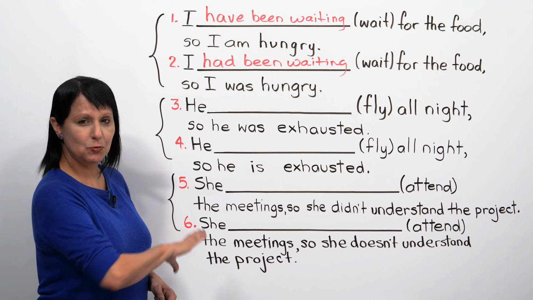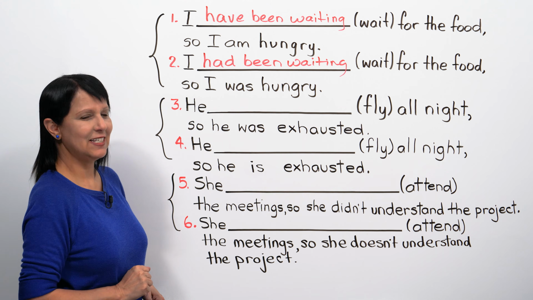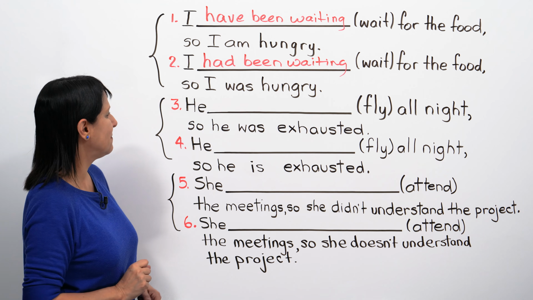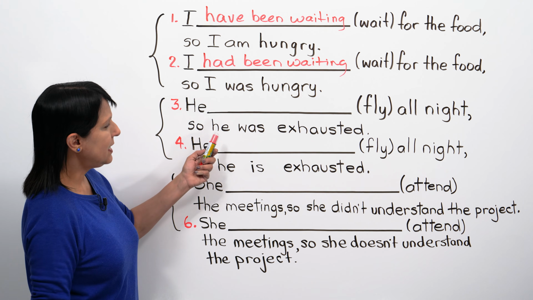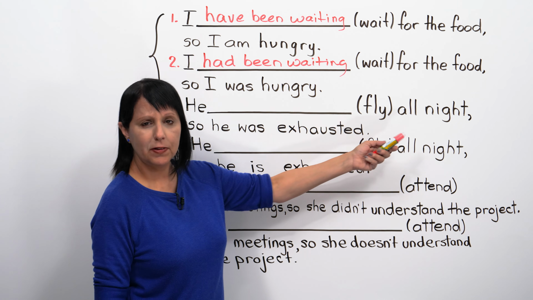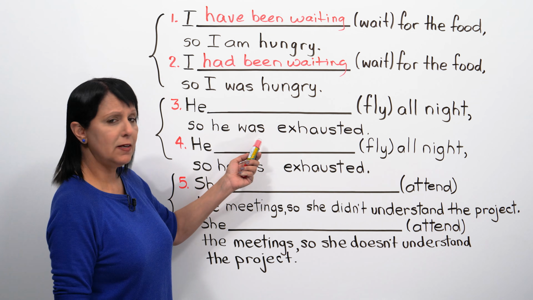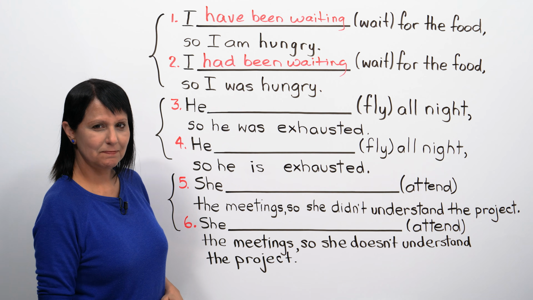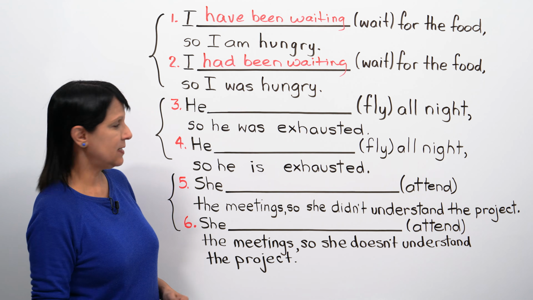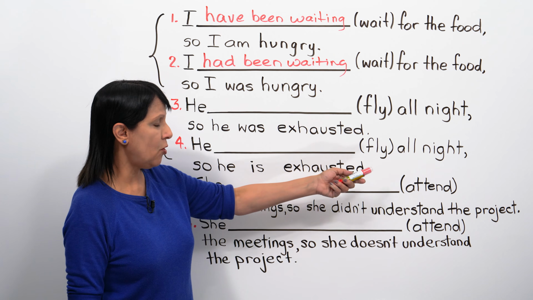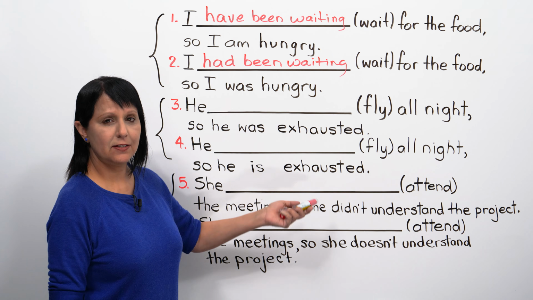And you'll get it as we work through these pairs of sentences. You'll see the difference. Okay? Number 3. He blank fly all night, so he was exhausted. Number 4 says, he blank fly all night, so he is exhausted.